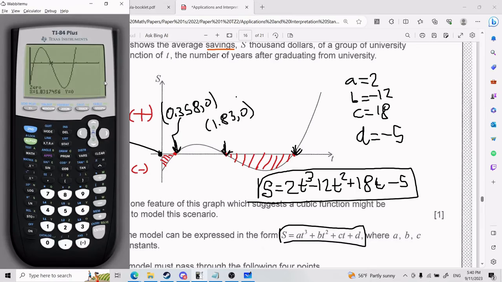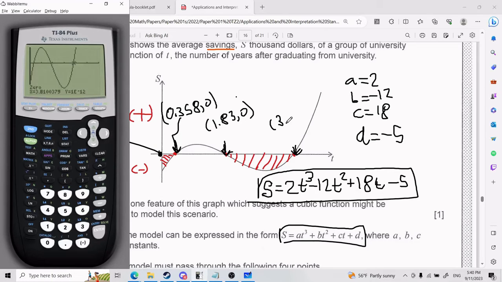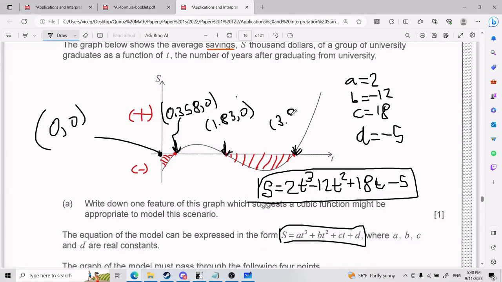comma 0. And this last one, okay, is gonna be finding the zeros, left bound, all the way there, right bound. We do the guess where we want it. It's around here. Boom. This right here is going to be 3.811, comma 0.